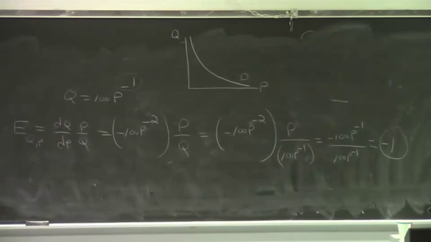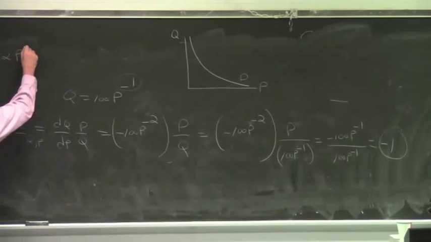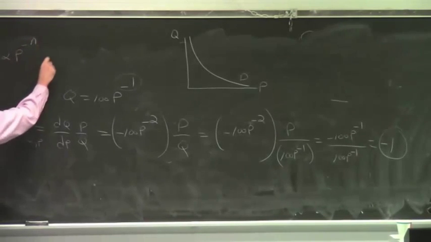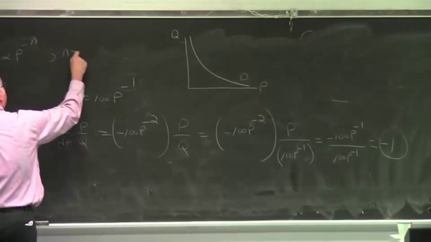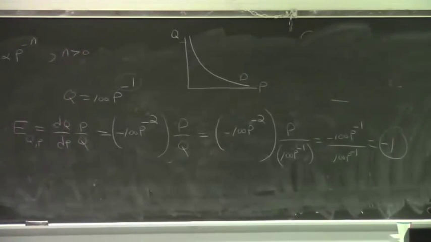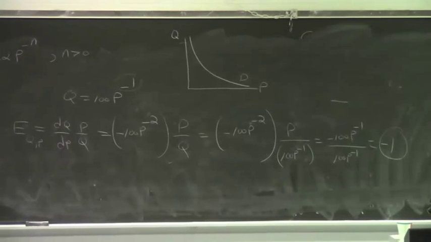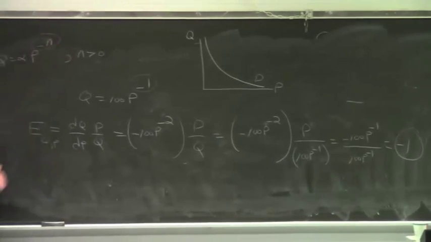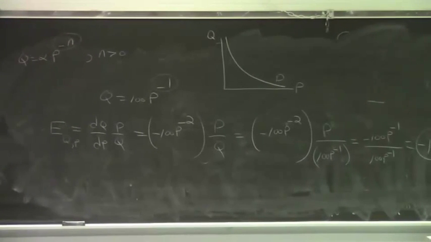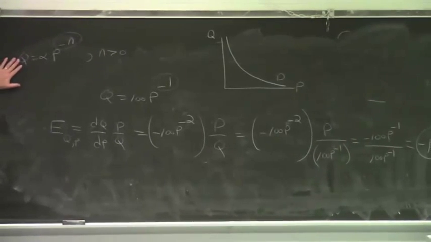Okay. Now, I could generalize this formula a little bit to say Q equals alpha times P to the minus n power, where n is a positive number. And if you mathematically work out this case, the price elasticity of demand is always minus n, whatever that exponent is. This would be an example of a constant price elasticity demand curve. It would have a constant price elasticity of demand that's always minus n. I'll let you work that out mathematically.